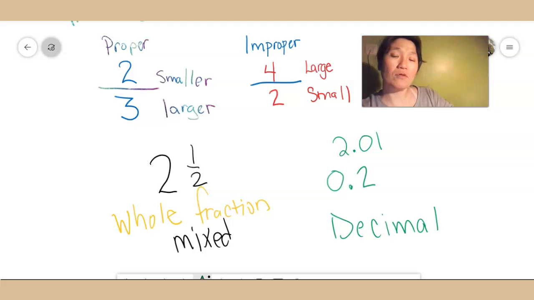You will see proper, little, big, improper, big, little, or a mixed fraction, which will have a whole number mixed with a fraction. Then you'll have a decimal, which kind of looks like money. Okay? How money is written. And we'll talk more about decimals because we're heading that direction. All right, so I need you to be able to identify proper, improper, mixed, and decimals.